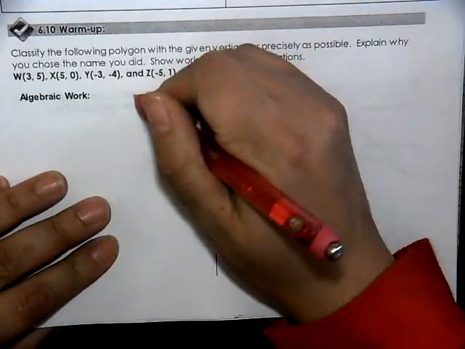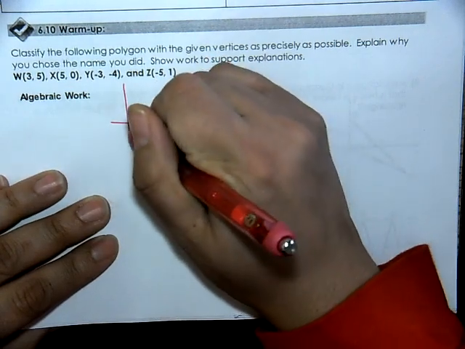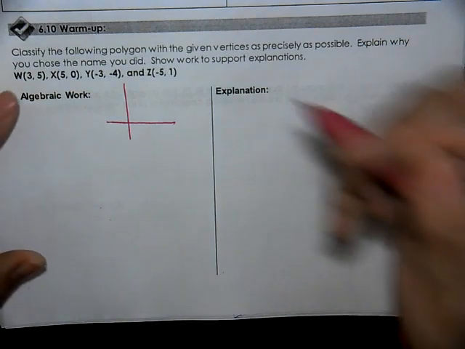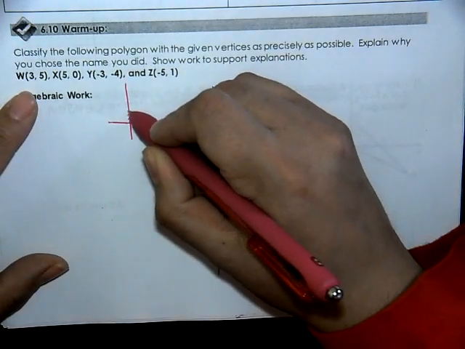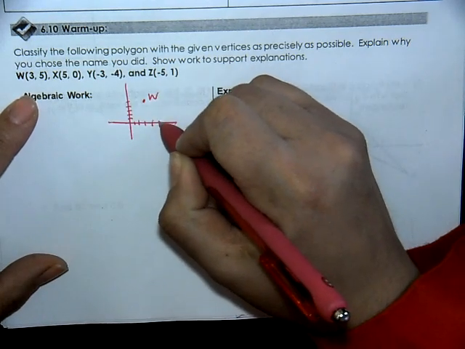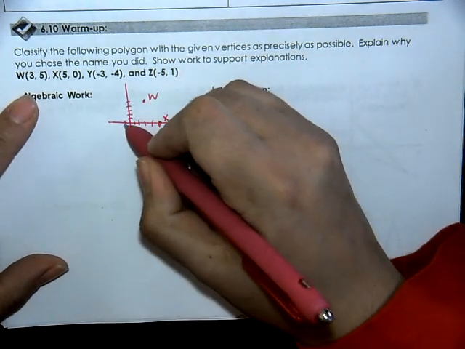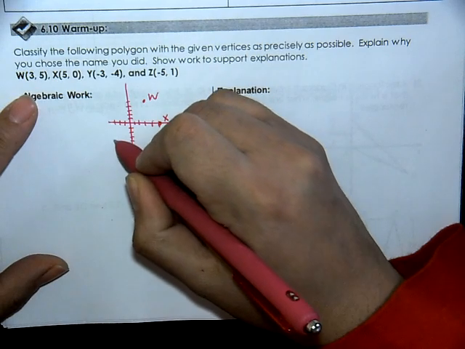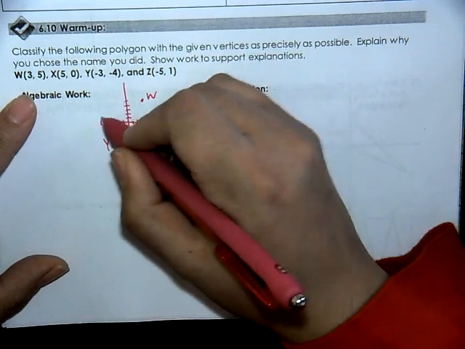So let's walk through. I'm going to just do a little sketch over here, and it's okay if it's not going to be exact. It's just to get an idea of what it might be, and then we'll show what work we need to show. So we have W at 3, 5, and X at 5, 0. Y is -3, -4. And Z is at -5, +1.